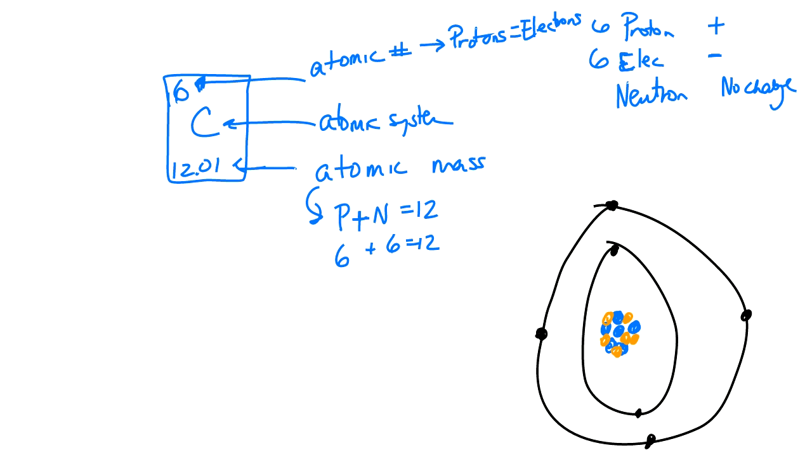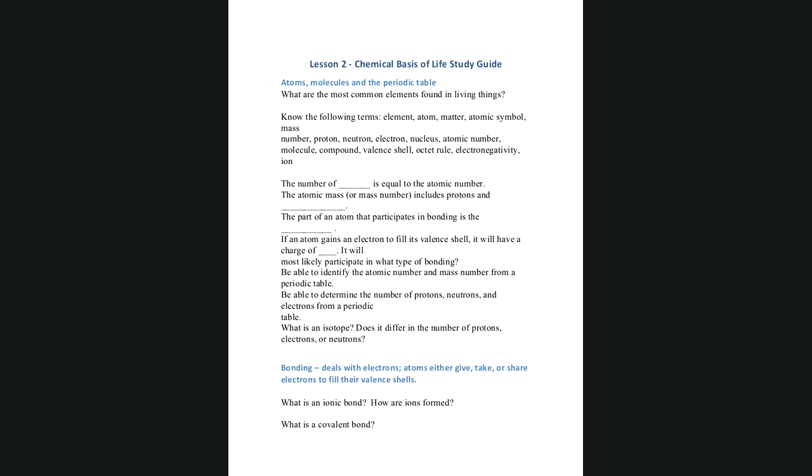Let's go back for just a second to our review sheet and fill some of this in. We left off with the number of protons is equal to the atomic number. The atomic mass, or sometimes called the mass number, includes protons and neutrons together. Now, moving along, the part of the atom that participates in bonding is the electron, okay?